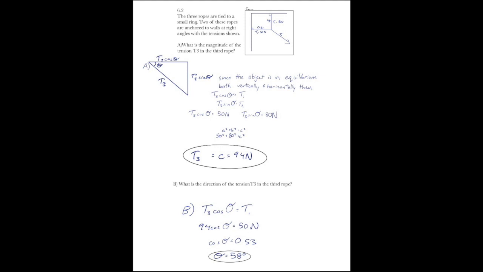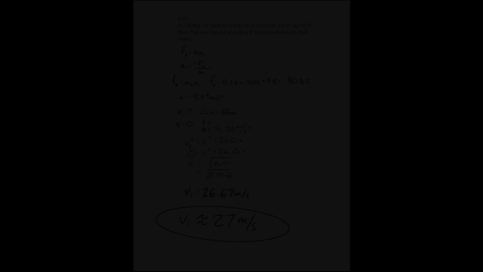Then part B is asking for the direction of the tension, so we are looking for theta. To do that, we take T3 cosine theta and put that equivalent to T1. So T3 cosine theta is equal to T1, and then we plug in and get 94 cosine theta equals 50 newtons. Then we get cosine theta by itself, find the arc cosine, and that gives us theta equals 58 degrees clockwise from the horizontal.